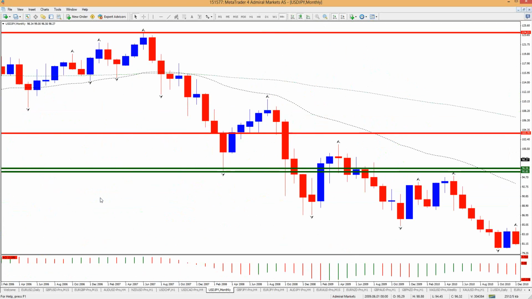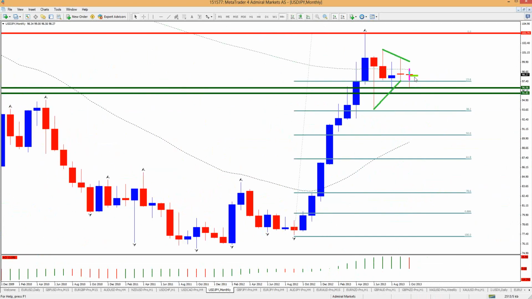If we look at the monthly chart on the dollar yen, the monthly candle is closing, right? Depending on how you trade, you don't have to, but if you do a bit of swing trading, then it makes sense to take a look at the monthly candles. How do they look? What are their highs and lows? How do they compare to the last month?